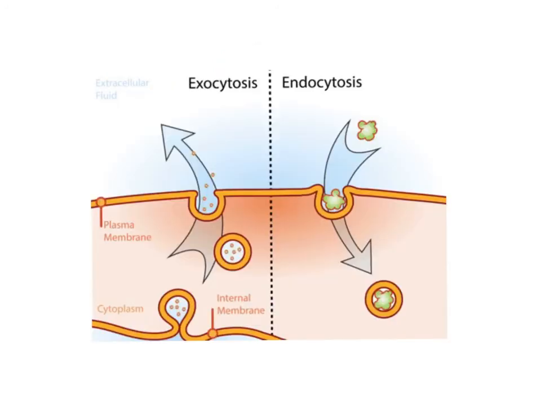All right, and then lastly, guys, exocytosis and endocytosis. Everybody should remember that exo means out. So when something is moving out of the cell, it's called exocytosis. And when things are moving into the cell, it's called endocytosis.